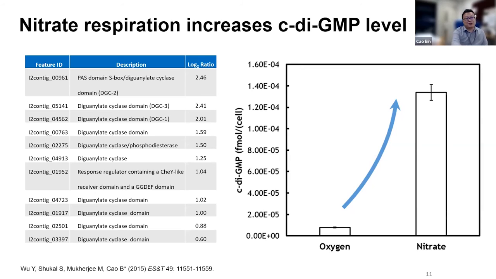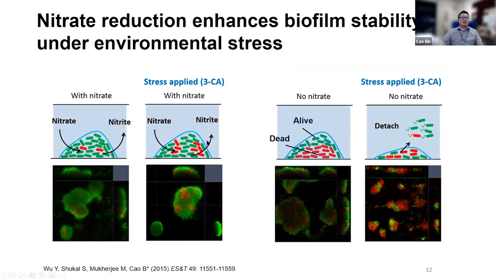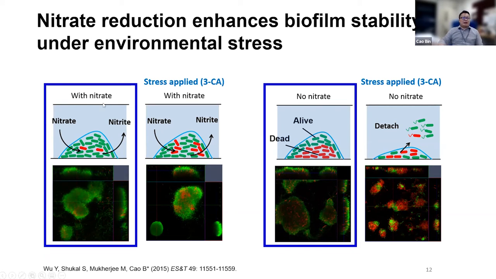So then we grow the biofilm with or without nitrate in the media. And this is what we have. With nitrate in the media, the cells use oxygen first, of course, and after that, they will use nitrate as the electron acceptor. And you can see the cell viability is actually higher with the presence of nitrate in the media. And at the same time, we introduced 3CA.